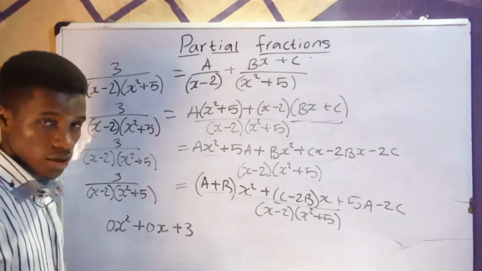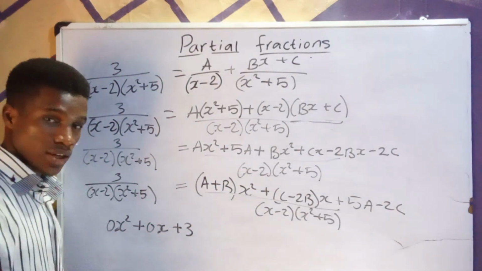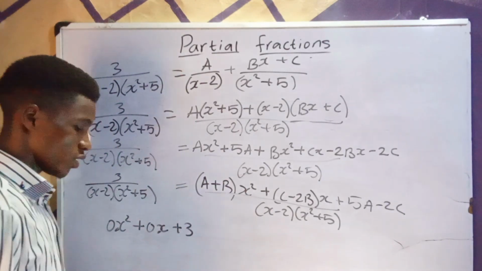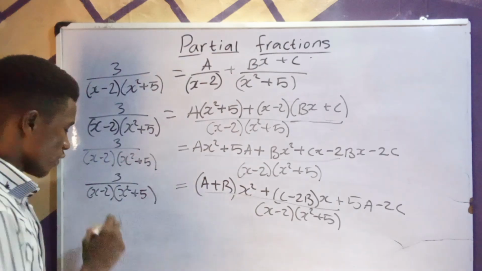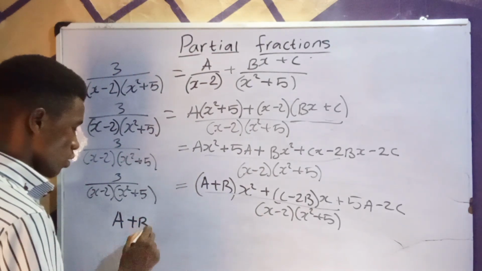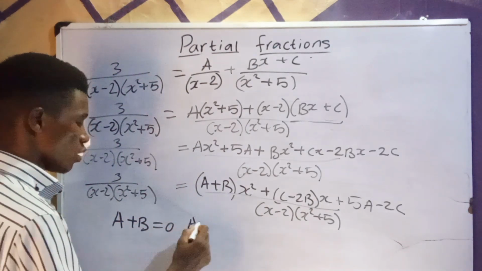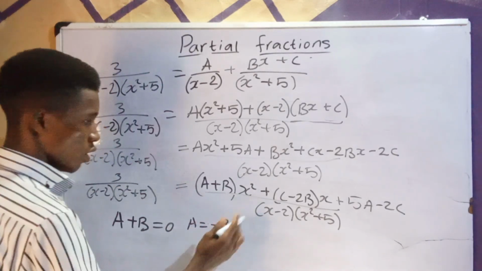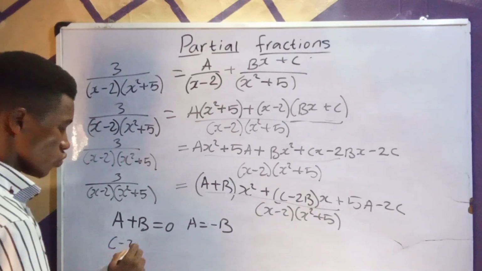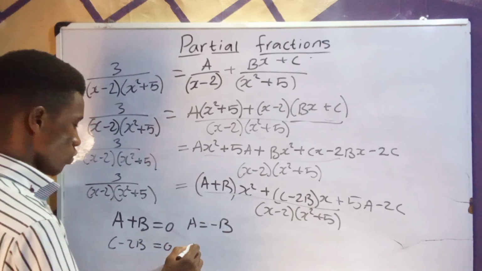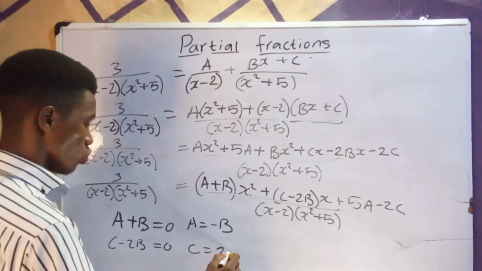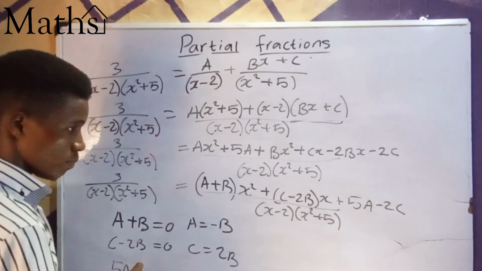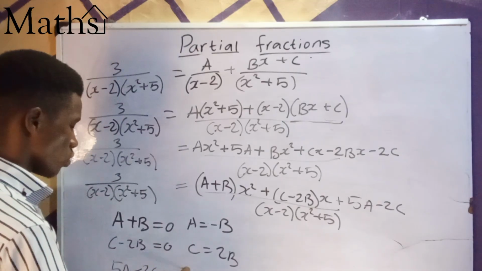Is that clear? So you can pause the video and rewind what I just said so that you can get the concept very, very well. So let's proceed further to completing this. With that being said, we have that a plus b equals 0. That means a equals minus b. And here we have that c minus 2b is equal to 0, which implies that c equals 2b. Then from here we have that 5a minus 2c is equal to 3.